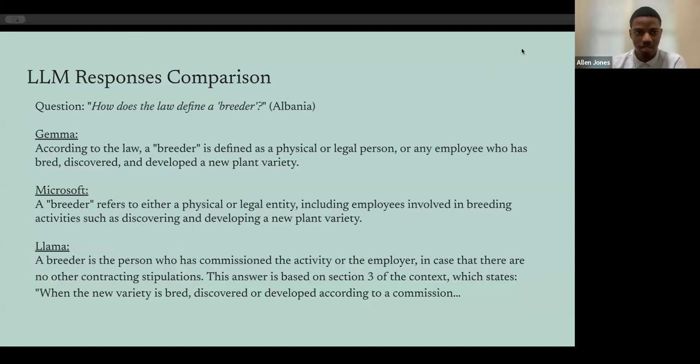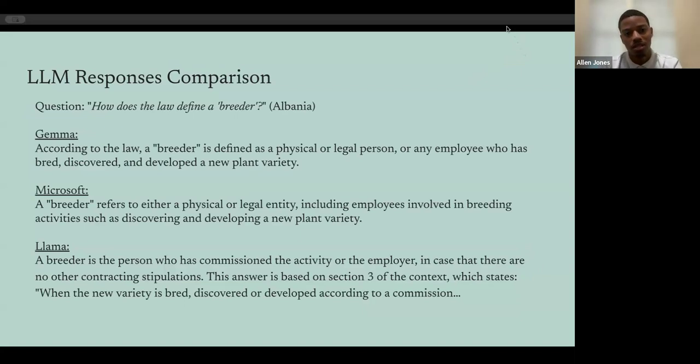So this is a comparison of some of our different LLMs that we did end up working with. We asked them all the same question: how does the law define a breeder? And for the country, we chose Albania. And Gemma and Microsoft gave pretty good, straightforward answers.